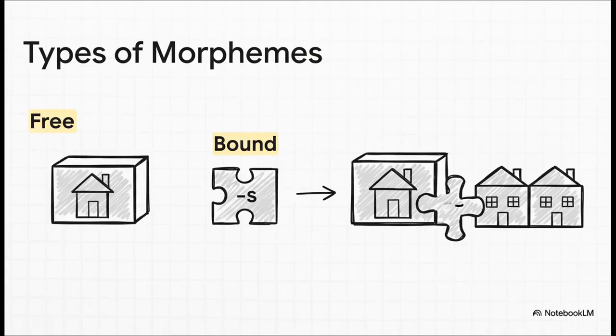So, for example, some morphemes like "dog" or "house" are what we call free. They can stand all by themselves. But other morphemes, like the little "s" we stick on the end of a word to make it plural, are bound. That "s" definitely has a meaning, right? It means more than one, but it can't just float around on its own. It has to be attached to something else to work.